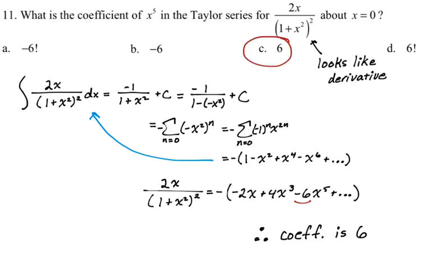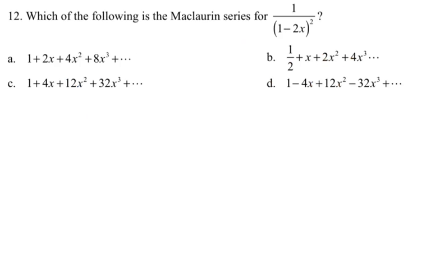There are many ways you could do that problem. That's the way I've chosen to do it. The next problem sort of looks similar: which of the following is a Maclaurin series for 1 over the quantity 1 minus 2x squared. So I could actually do this the same way. I could integrate that, write a series, and then take the derivative, which would actually probably be easier than what I'm about to do.